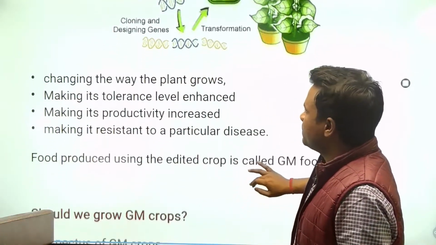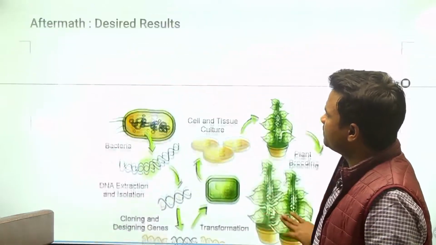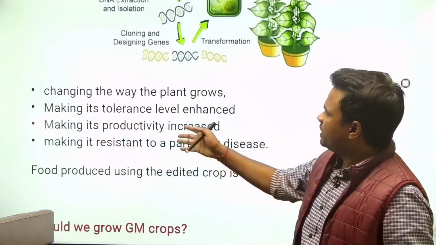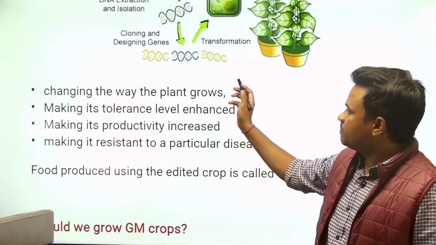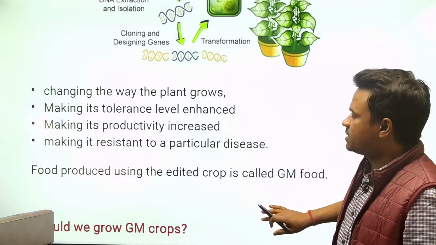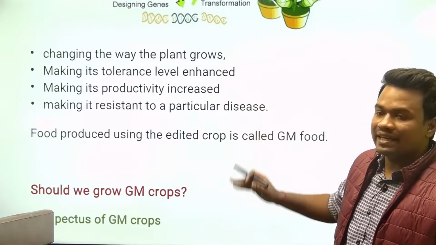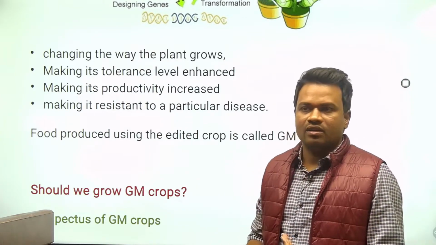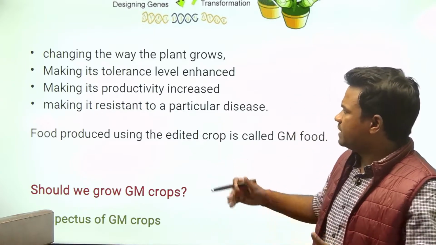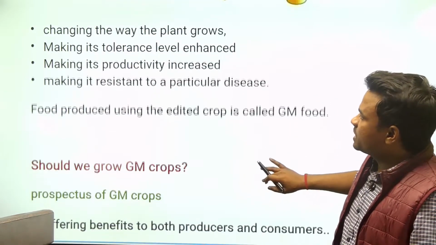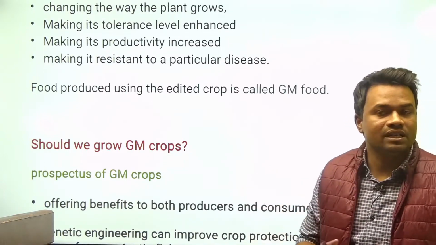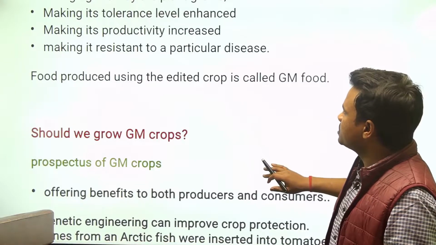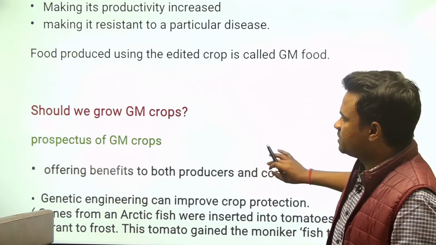Changing the way plants grow, and what will happen if any plant is genetically modified. Obviously the plant's growth will be different from its natural version, making its tolerance level enhanced, whether it is climate, temperature, or any kind of pressure, making its productivity increased, making it resistant to particular diseases. And food produced using the edited crop is called GM food. So that is simply what we discussed earlier.